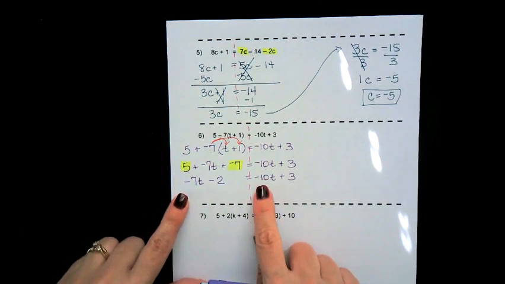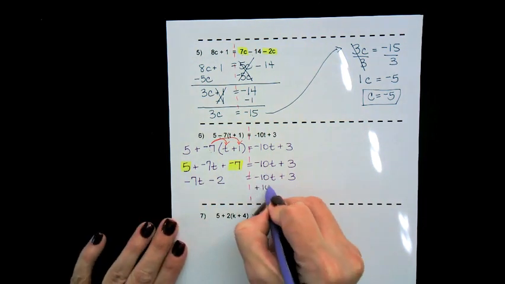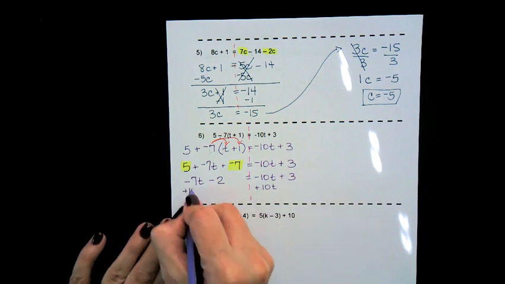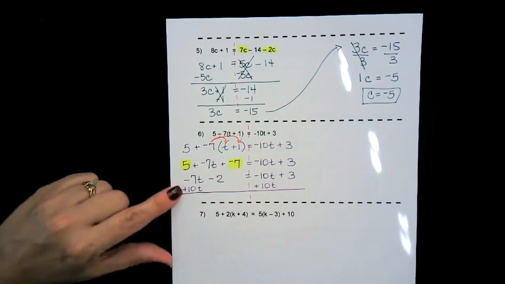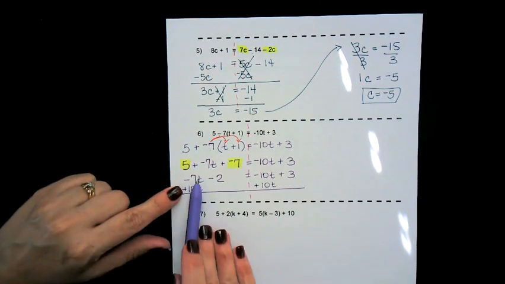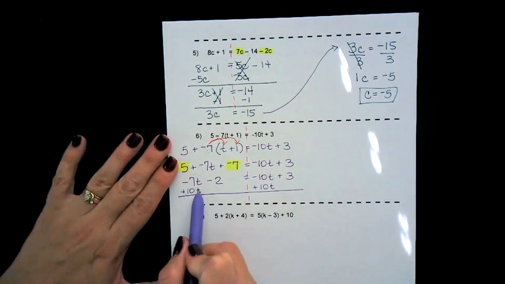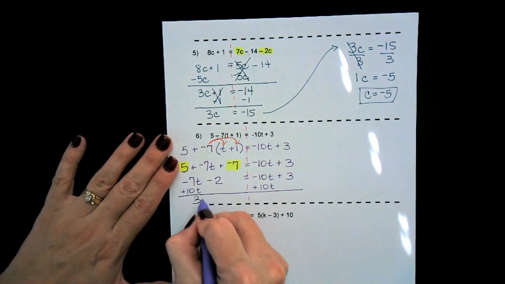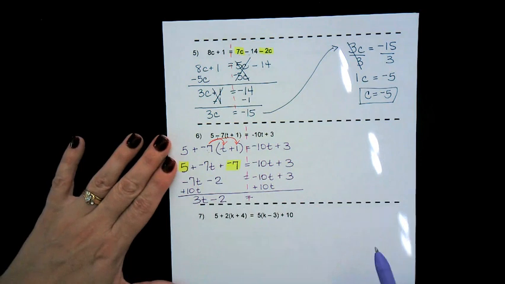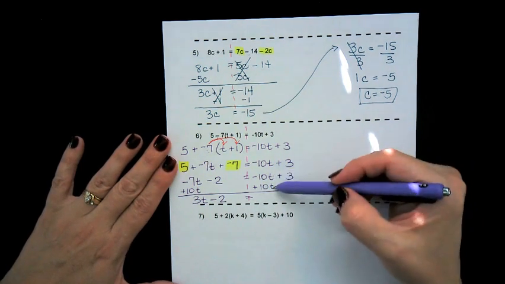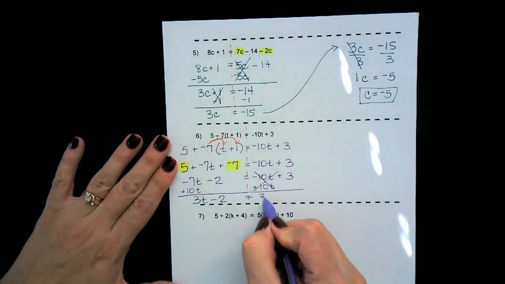So I'm going to move the negative 10t by doing the opposite, which is positive 10t. Notice that I line it up underneath the t variable on the left. So negative 7t plus 3t, I'm sorry, I'm getting ahead of myself. Negative 7t plus 10t is 3t minus 2 equals, notice the negative 10t, positive 10t, that gives me 0, and I have 3.